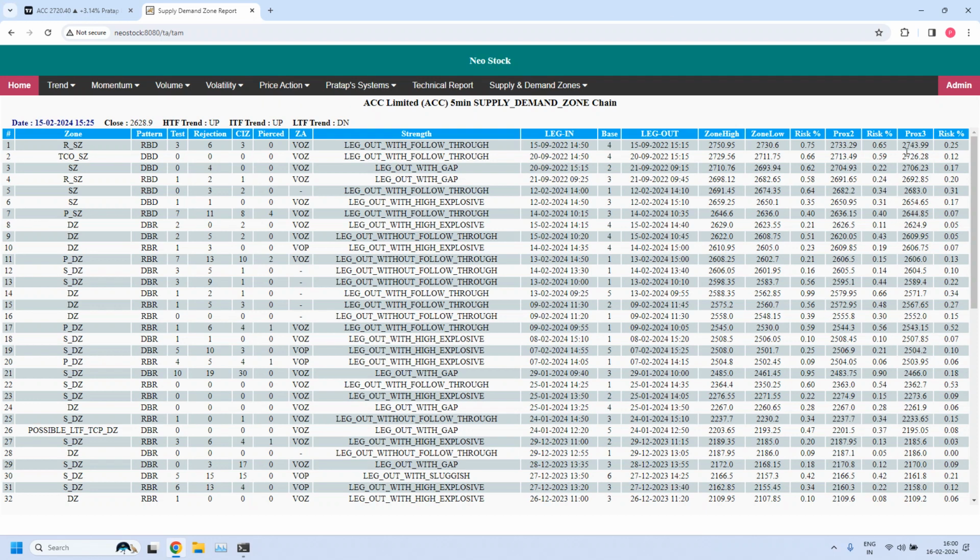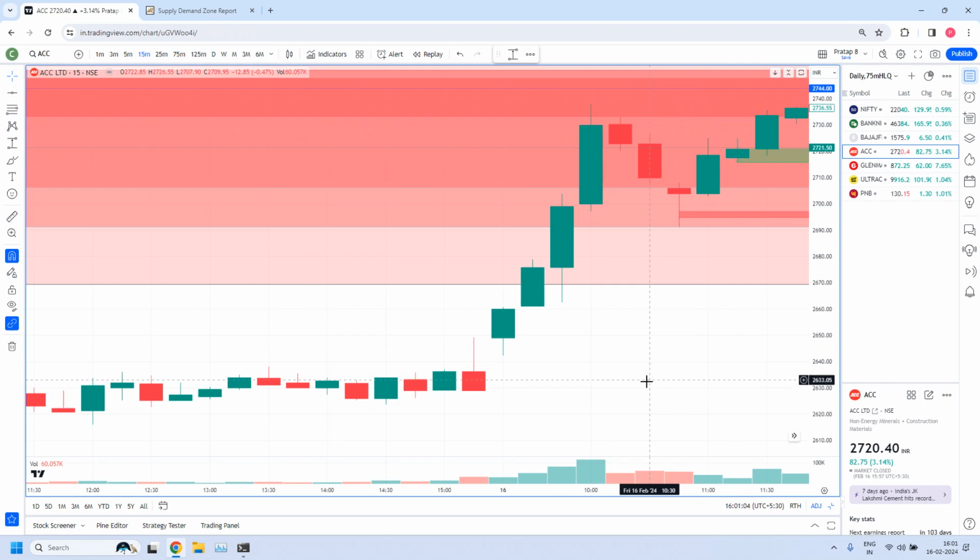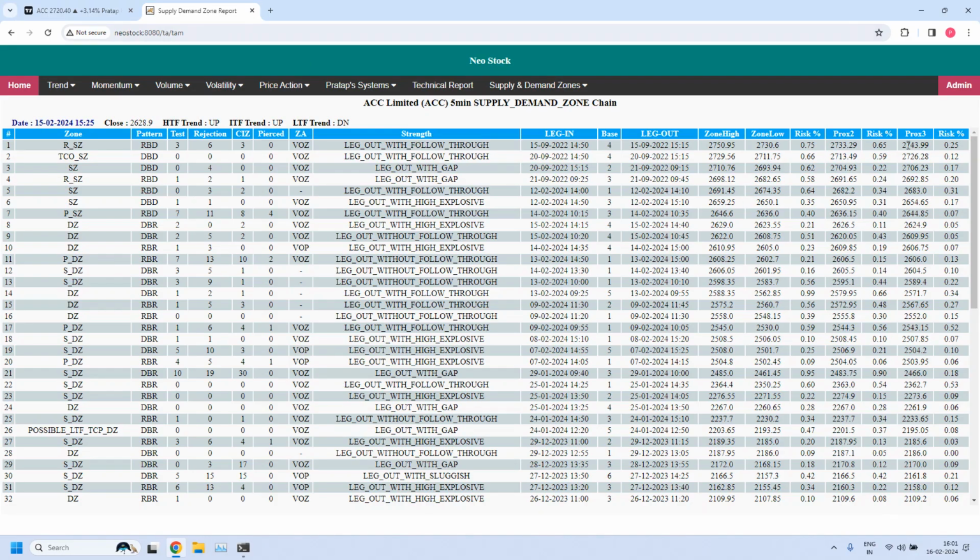And what is the value here? 2744. 2743.99 means 2744. See here, I have drawn a blue color line at the value 2744. I have drawn this blue color line based on this report. We have proximal 3 and risk is only 0.25%. Earlier, initially we took the proximal 2 entry, where risk is 0.65%. Now 0.65% risk is reduced to 0.25%.